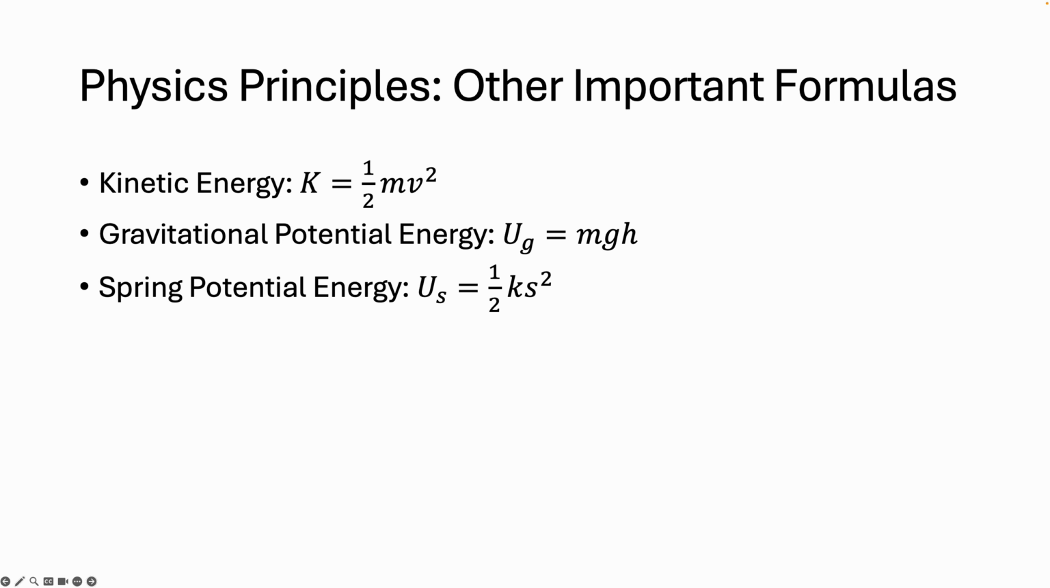The last physics principle and formulas are the kinetic energy, gravitational potential energy, and spring potential energy, given by the formulas K = mv²/2, Ug = mgh, and Us = ks²/2.